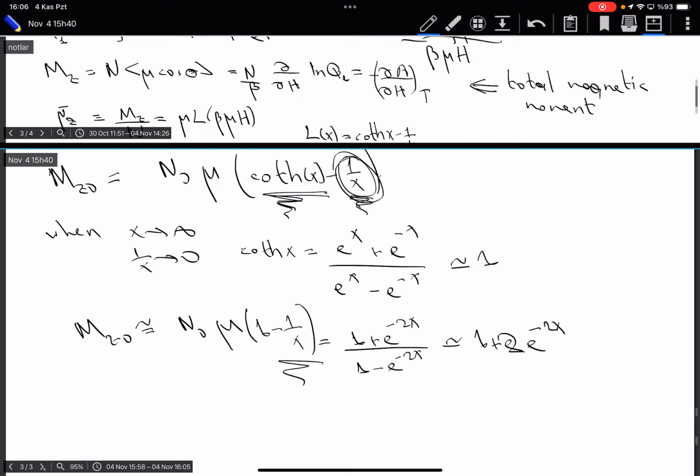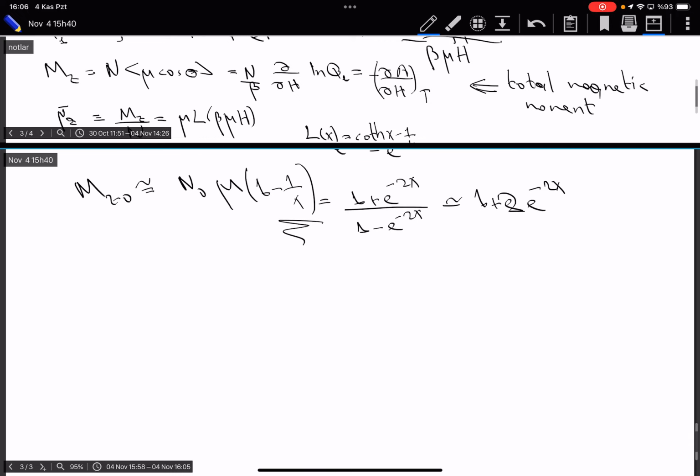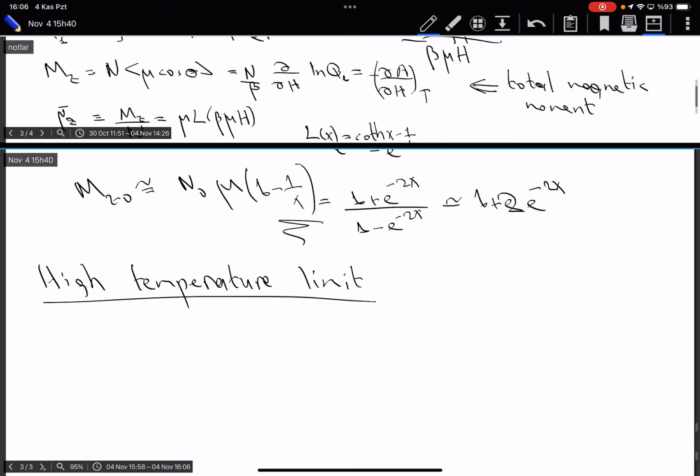Now let's look at the other limit, the high temperature limit. This time the high temperature limit will correspond to the thermal energy of the dipole being much, much larger than the characteristic energy of the dipole, or x is much, much less than 1. This is the limit we would like to look at, what happens in this limit.